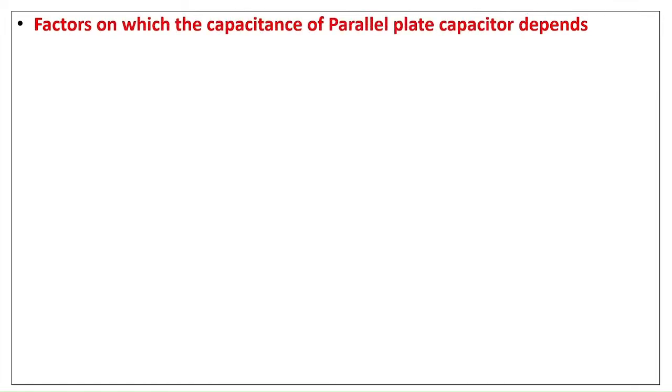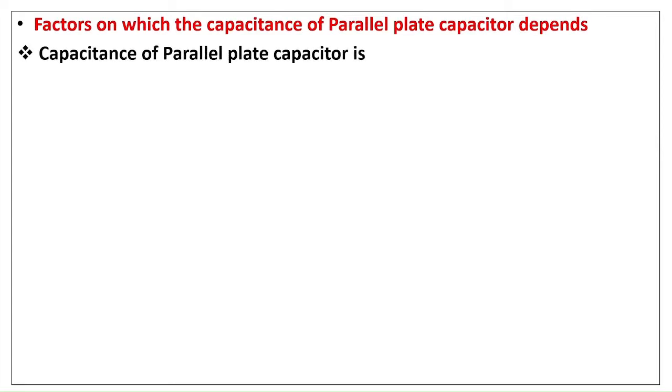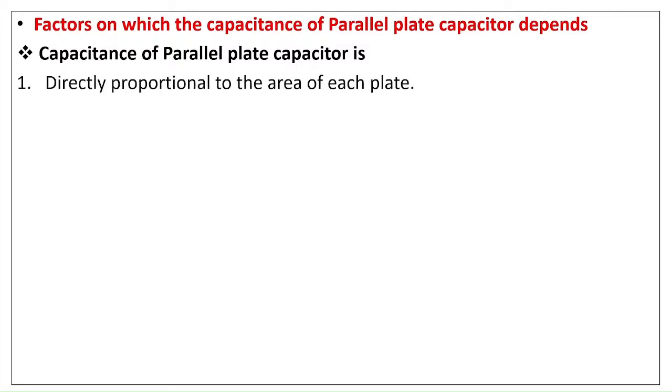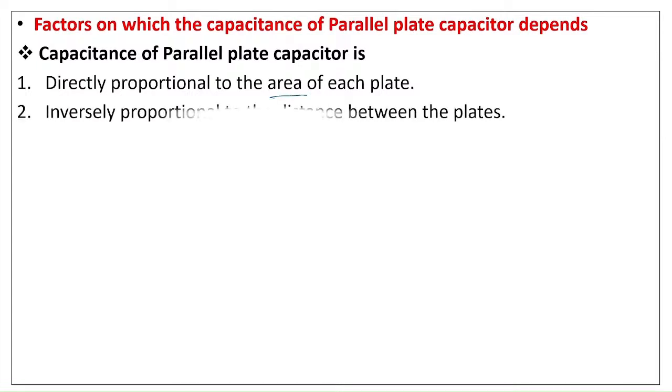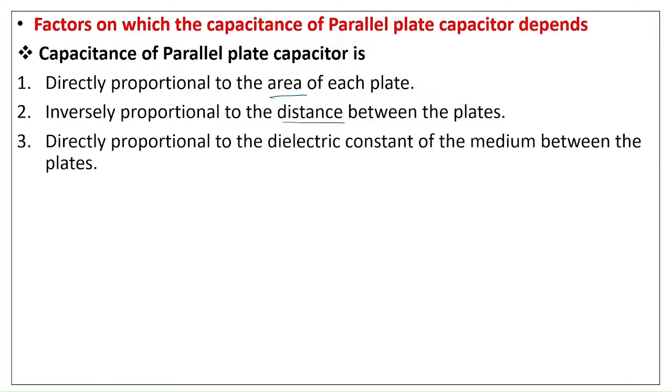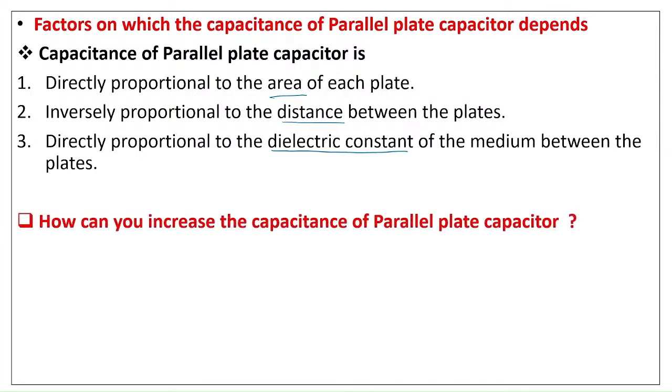Now let's see the factors on which the capacitance of a parallel plate capacitor depends. Capacitance of a parallel plate capacitor is 1. Directly proportional to the area of each plate. 2. Inversely proportional to the distance between the plates. 3. Directly proportional to the dielectric constant of the medium between the plates.